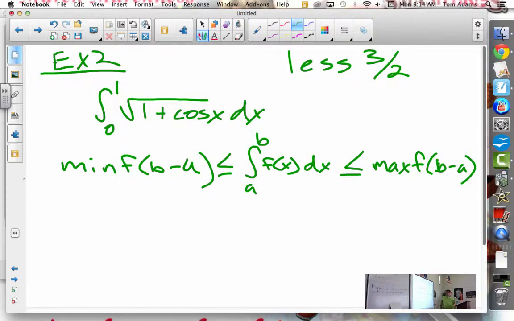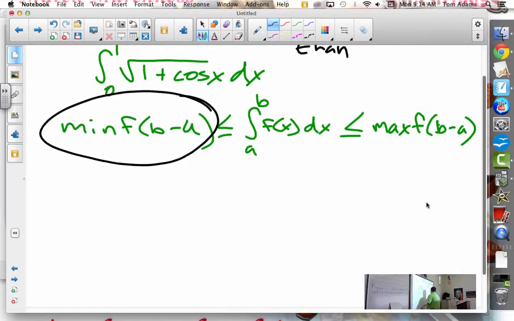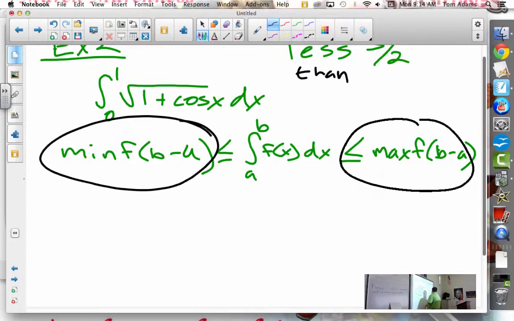So what we're looking for, this works because we're saying less than, right? So the area under the curve is less than 3/2. So I don't have to find the definite integral, I just have to show that it's less than. So what I want to do is I need to find this, and I need to find that, and then this I don't need to find the definite integral. I just need to show that it's less than 3/2.